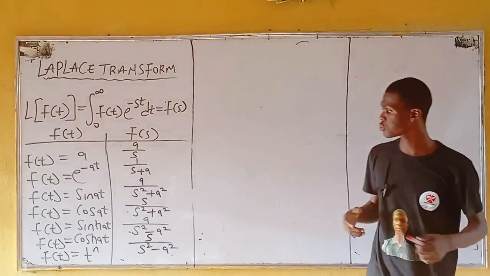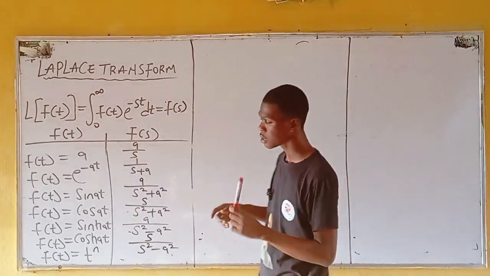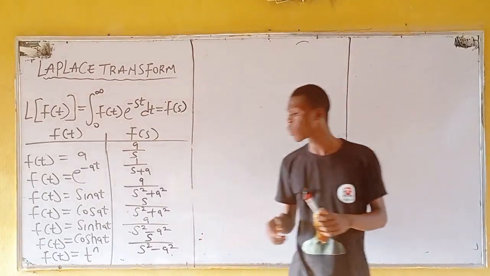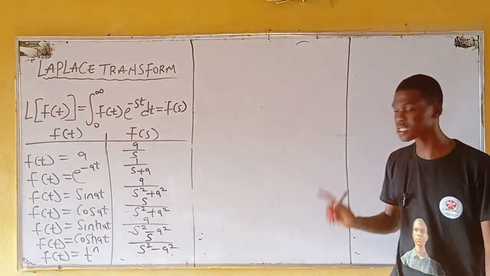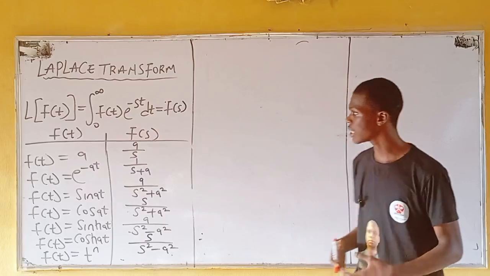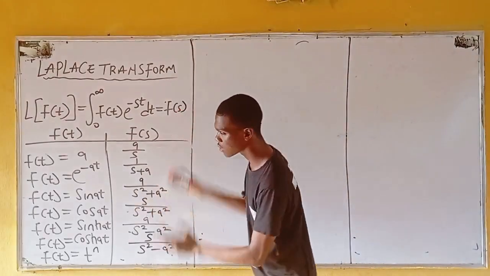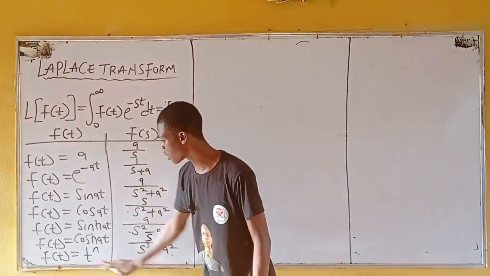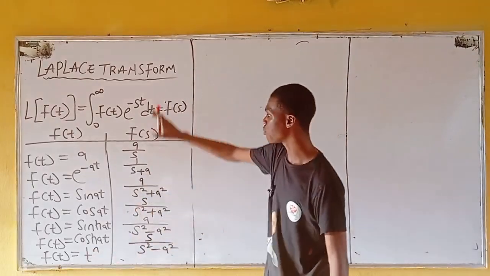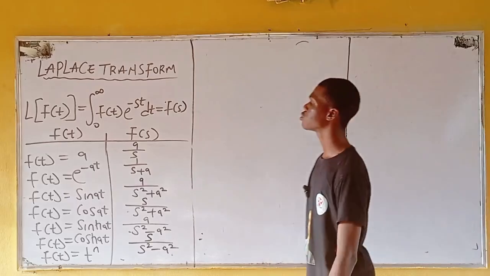From here, we want to transform the next function. The next function says: when f of t is equal to t raised to the power of n, meaning we've come to the end of the standard table of Laplace. Once we've transformed this, these are all the possible functions we'll be seeing when it comes to the Laplace transform.